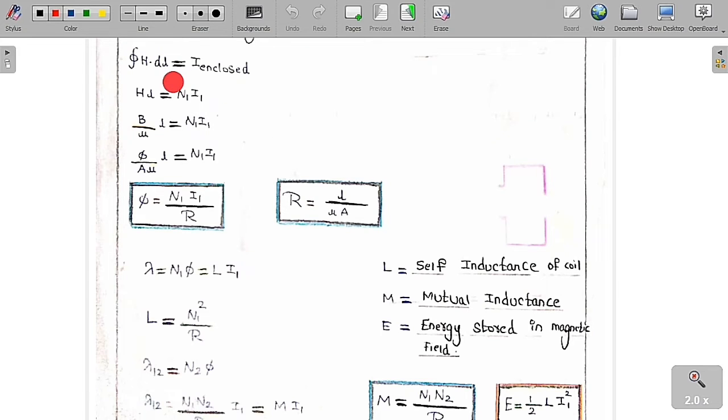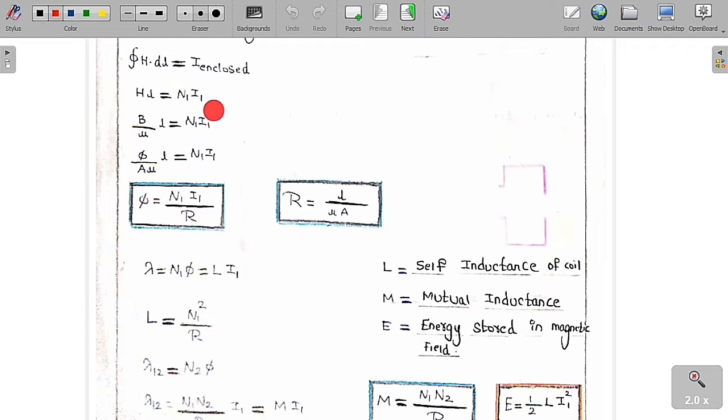Now I am going to apply Ampere's law in this magnetic circuit. The closed line integral of H bar dot dl bar is equal to the current enclosed. If you take the overall rectangular path, you can see the magnetic field intensity is constant at every point in the magnetic core. So H into L, and both are always in the same direction, so the dot product is H L cos theta, where theta is 0, so cos 0 is equal to 1. So H into L is equal to the number of times the current is enclosed, which is N1 into I1.